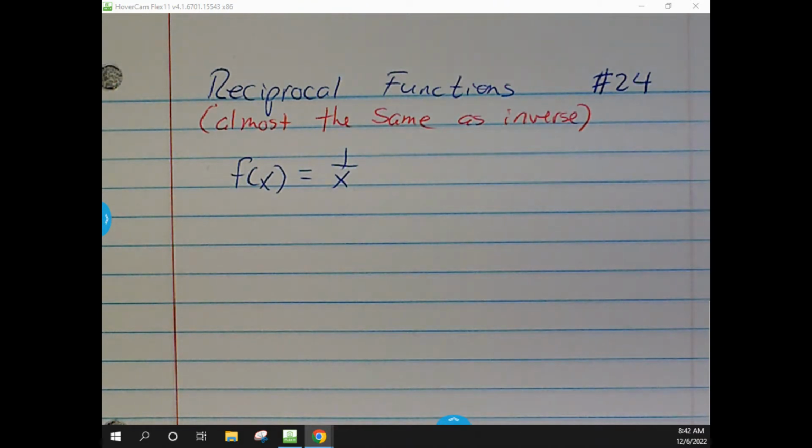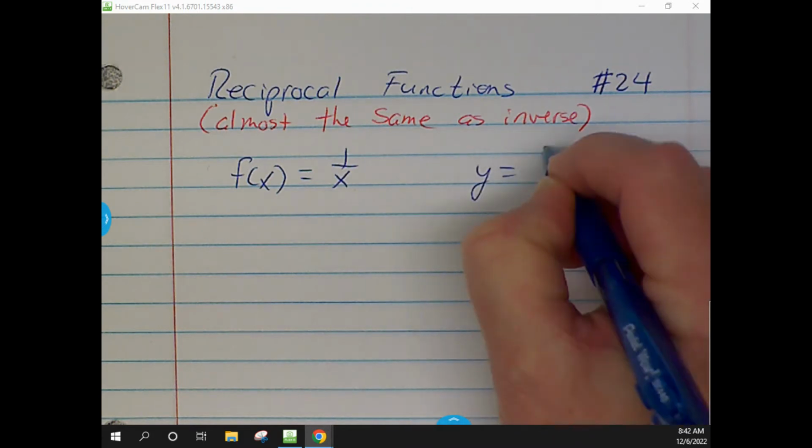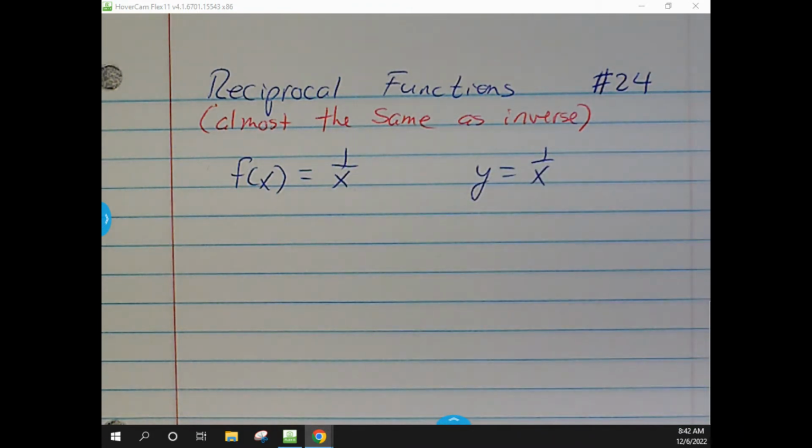The big thing with reciprocal functions is it's going to start off with f of x equals 1 over x. Or depending on if it's an equation, then it's y equals 1 over x. So yesterday for inverse, it was y equals k over x. Today it's y equals 1 over x. So it's still kind of the same thing for that one.